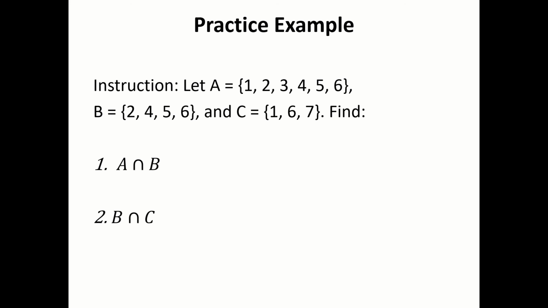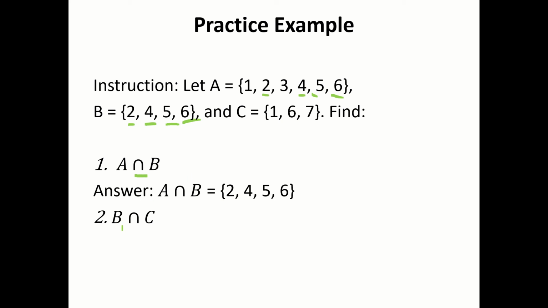So let us try some practice examples. We have here A intersection B, but you're given three sets, so we have to be careful what sets you would use to perform the operation. So for A and B, the operation is intersection. You're looking for the commonality between the two sets, that is, what is present in both A and B. So what are those numbers? We have 2, we have 4, we have 5, and we have 6. That means the answer is 2, 4, 5, and 6.